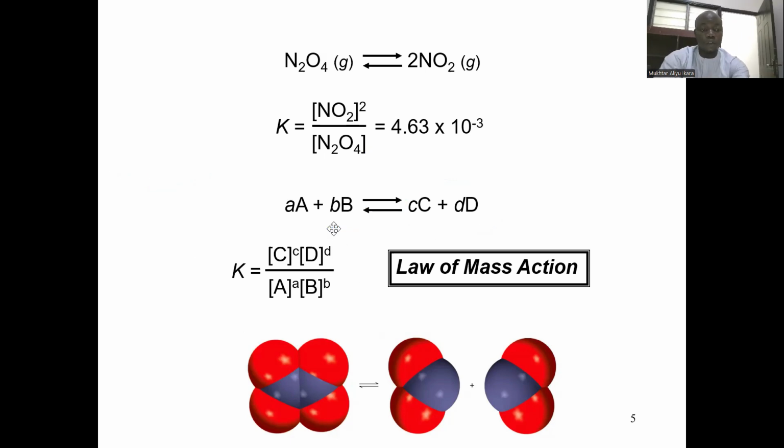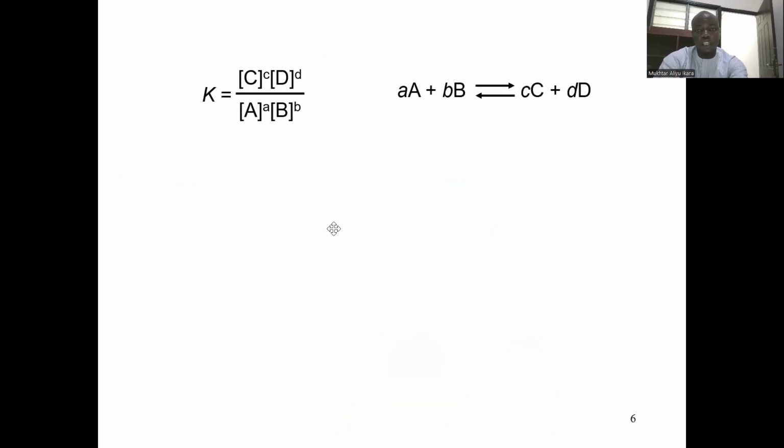Apart from that, you can express the equilibrium constant in different ways. This is our reaction, and to write the equilibrium constant of this reaction is simple. We can see clearly that we take the concentration of the products and raise it to the power of their coefficients, divided by the concentration of the reactants, each raised to the power of its coefficient.